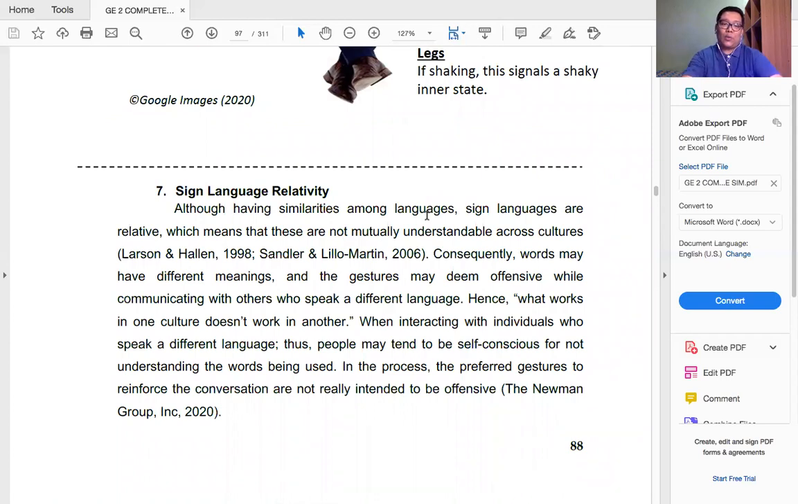This time, let's proceed to sign language relativity. Although having similarities among languages, sign languages are relative, which means that these are not mutually understandable across cultures. This is what I mentioned a while ago. You cannot expect that one practice or one sign language could be widely accepted by another speech community coming from a different culture. Consequently, words may have different meanings. We know that. And the gestures may be deemed offensive while communicating with others who speak a different language.